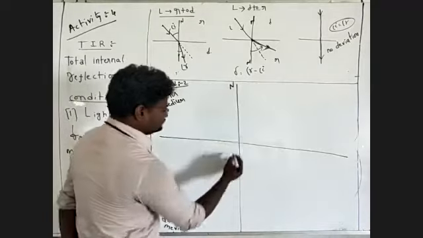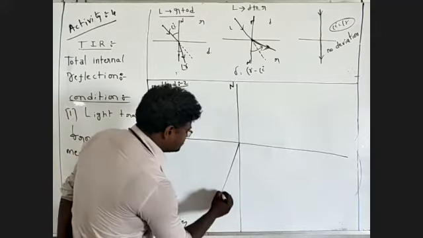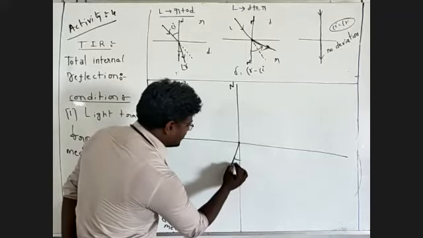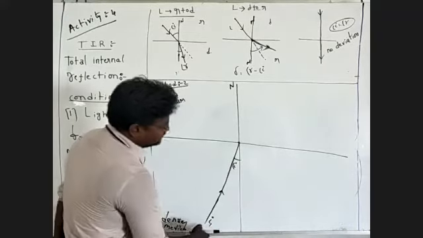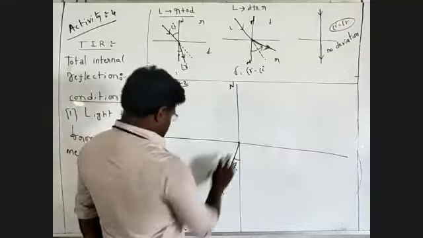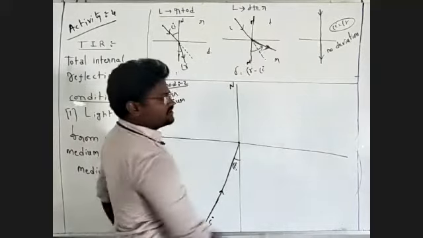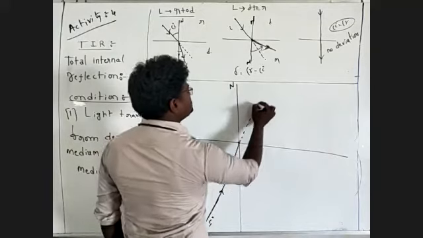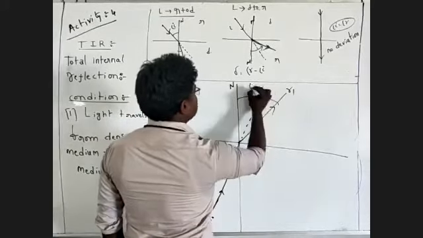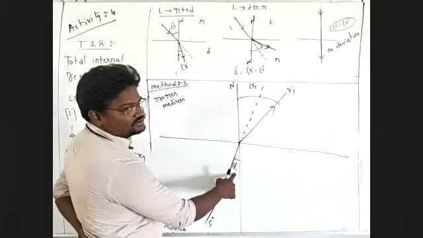This is the normal. A beam of light is traveling toward the normal. This is the angle of incidence I1. So light travels from the denser medium to the rarer medium, is refracted, and moves away from the normal. This is the actual direction of the incident ray. The refracted ray bends away from the normal. This is the angle of refraction. Next, this is I1, the angle of incidence.